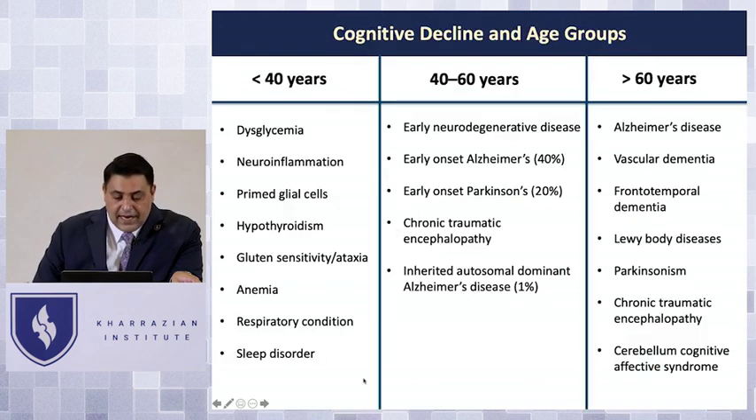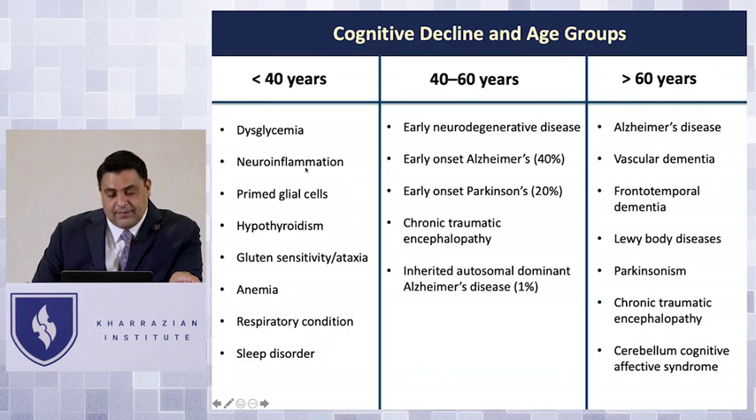So also remember age. Age is a big factor in this too. A person that comes in under 40 with cognitive decline, you're probably not going to be thinking of these dementias. You're going to be thinking about, hey, do they have blood sugar issues? Is the blood sugar not stable? Have they been ruled out for hypothyroidism? Do they have anemia, gluten sensitivity issues, sleep issues that are impacting the cognitive function? You're kind of working around these mechanisms.